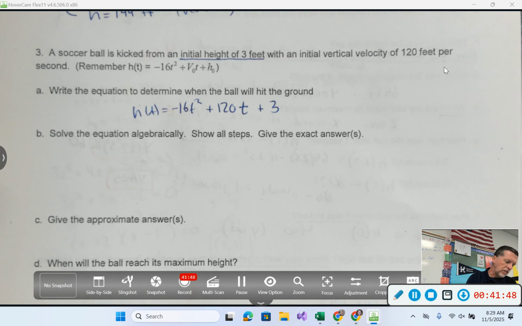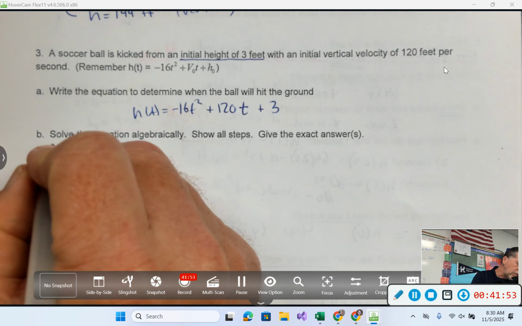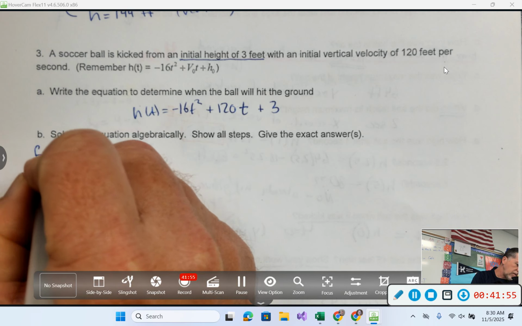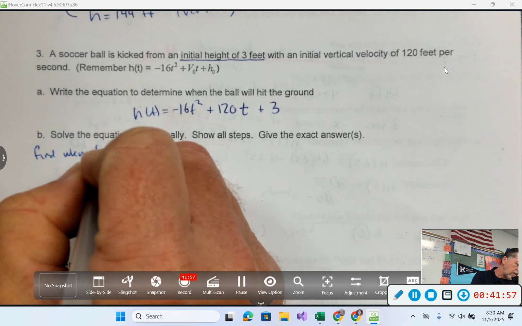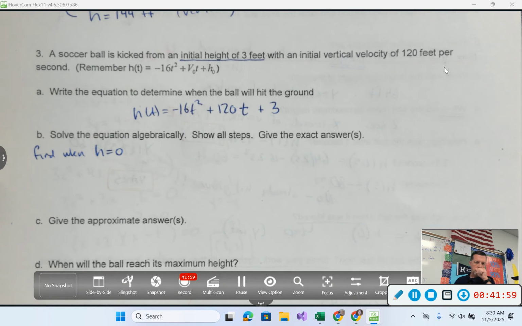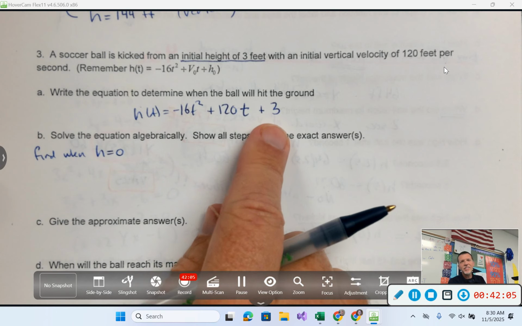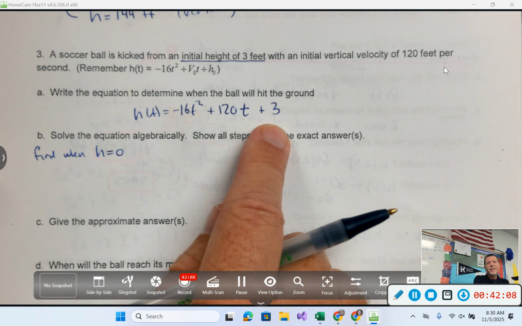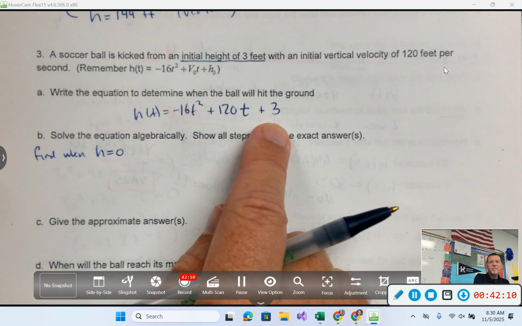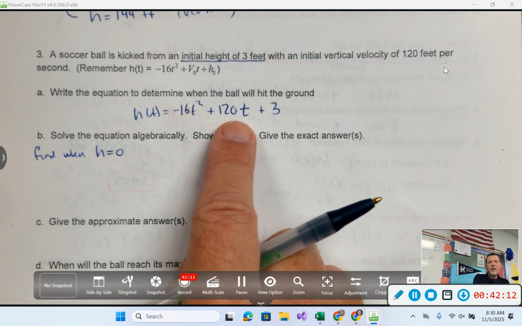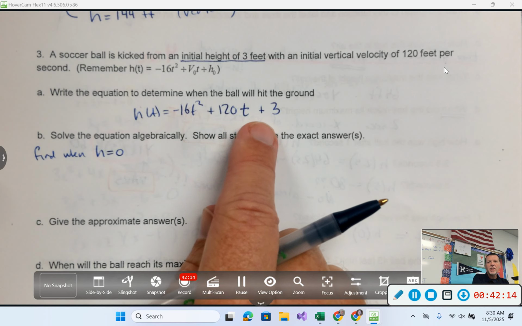Solve the equation algebraically. I'm not sure what it wants me to solve there. I think it means set it equal to 0. Find when h equals 0. I have no idea if that factors. I don't want to find out if it factors, because I can't imagine that it factors to get to 120. So what am I going to do instead?